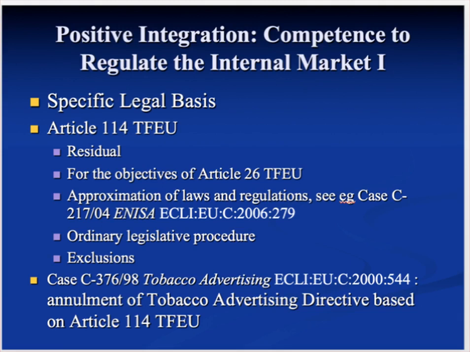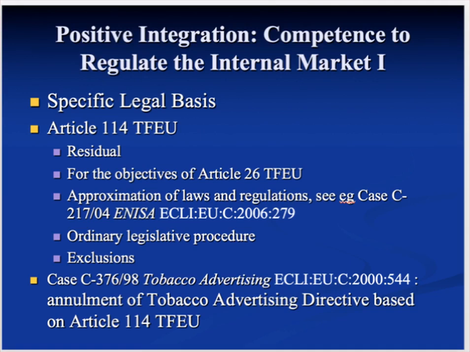So the approximation of national measures, national laws, regulation or administrative actions. What does the approximation mean? Well, this was an issue in the ENISA case involving the European Network and Information Security Agency. And the ENISA case confirms that these words in Article 114 are interpreted broadly. And Article 114 gives the European Union Legislature a broad discretion to adopt whatever method is most appropriate to achieve approximation of laws necessary to create the internal market and to sustain the internal market.